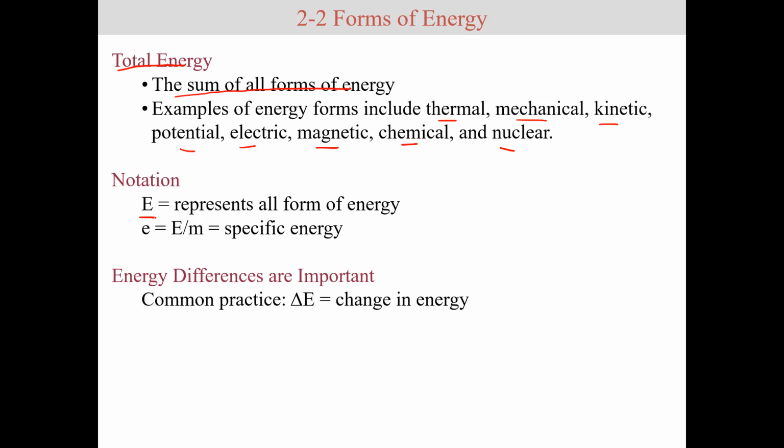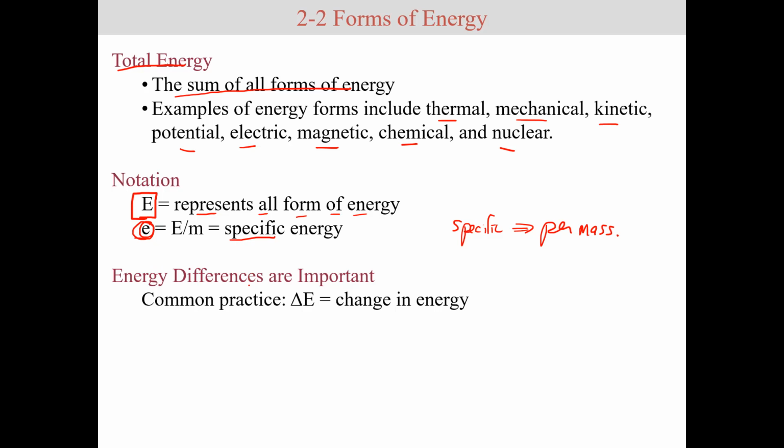It's common practice to designate the energy possessed by a system with the notation E, which represents the total of all the forms of energy. And then little e represents that in terms of specific energy. Remember, when we talk about the word specific, energy means per mass. That is usually designated by a lowercase letter.